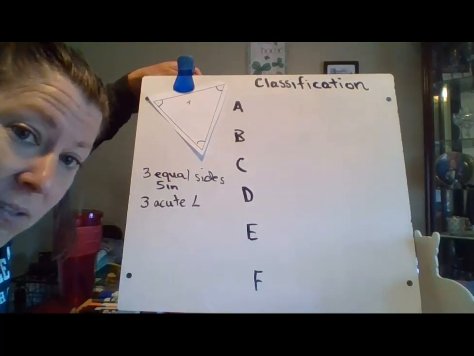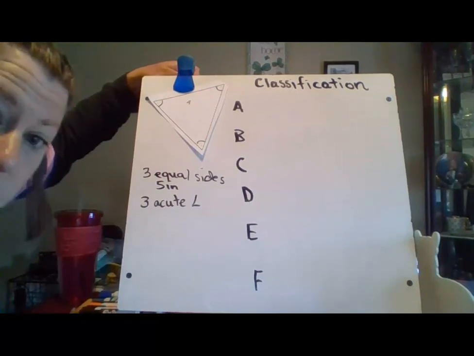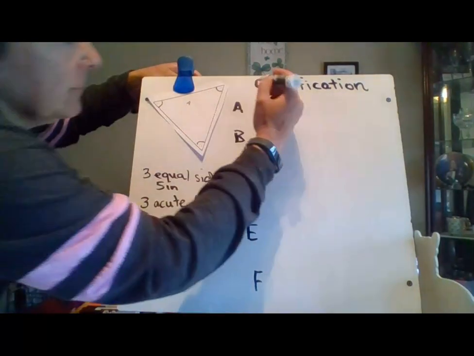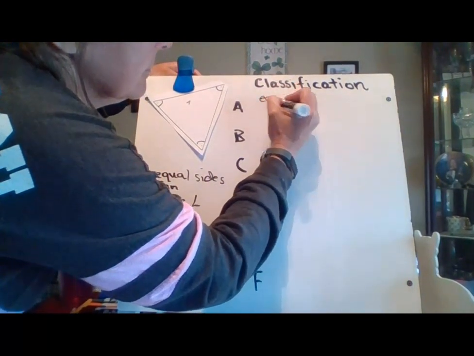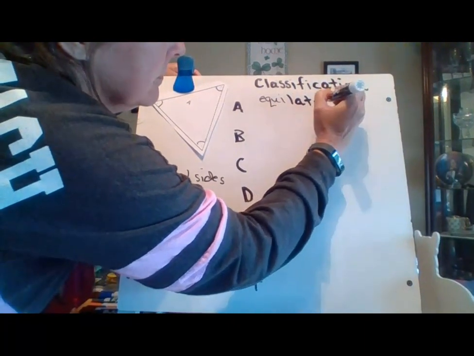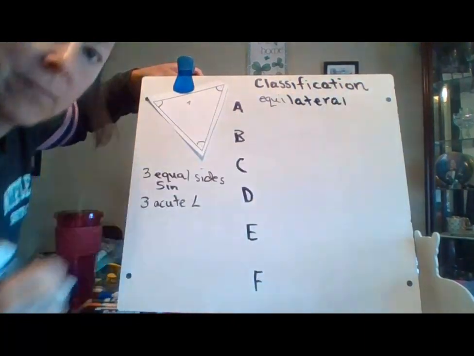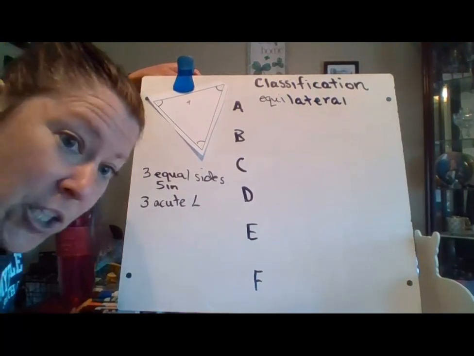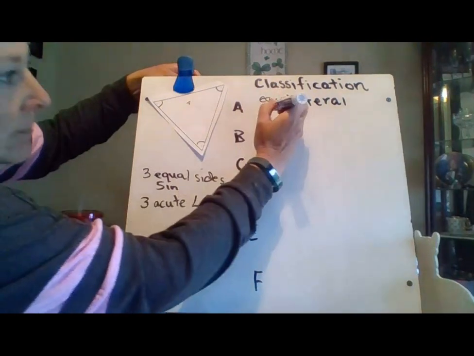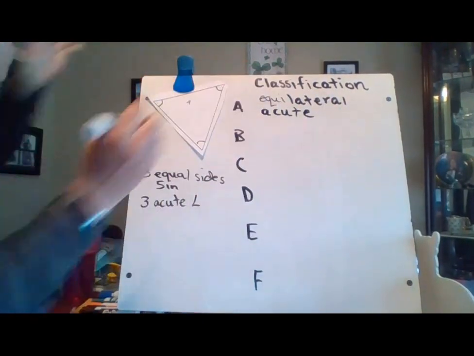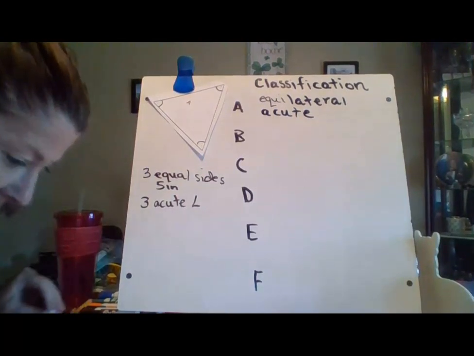So now let's classify this triangle. So if there's 3 equal sides, that means it is equilateral. And if there are 3 acute angles, it means it's an acute triangle. Let's look at B.